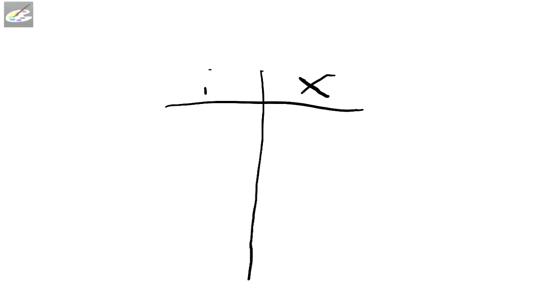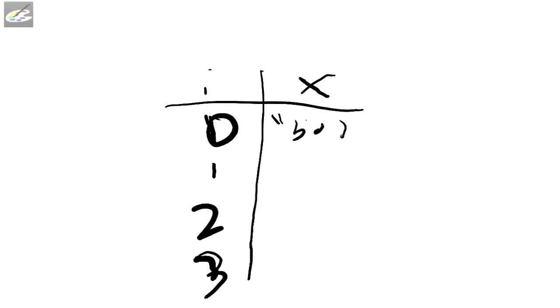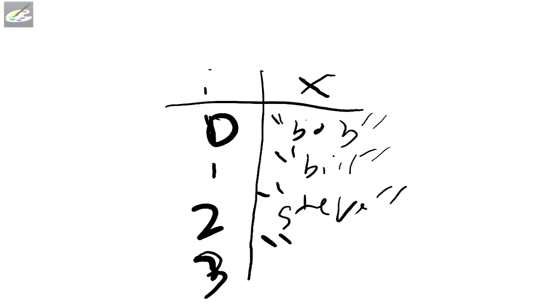You could also think of it as a table. So you have here I, and then you have the x value, for example, that returns. So I have index of 0, 1, 2, and 3. And then you could set these to whatever you want. Let's say we have strings, so we're going to say Bob, Bill, Steve, and Tom.